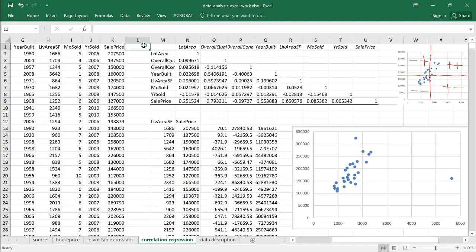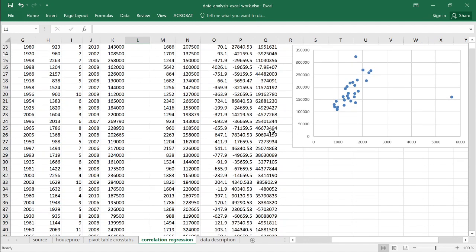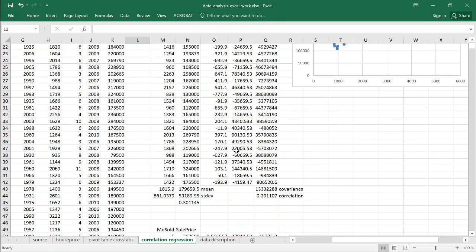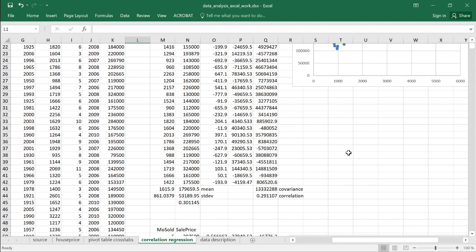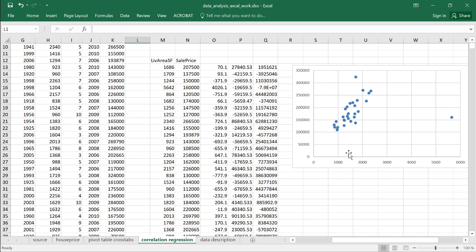I'd like to introduce you to the basic ideas of a simple regression. A major drawback of correlations is they have no units of measurement. There's no dimension associated with a correlation. So even though we know that the correlation between living area and sales price is 0.3, there's no way of saying, well, if the living area goes up by 10 square feet or 100 square feet, the price impact will be something related to 0.3. But with a regression, we can do that.